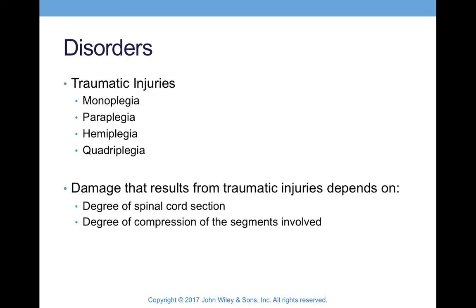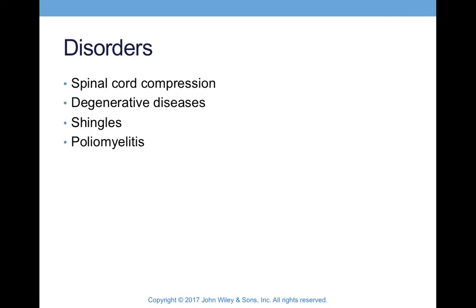Hemisection is a partial transection of our spinal cord. And of course, as far as the plegia or the paralysis goes here, mono, para, hemi, quadra are just terms that relate to how many or where. Spinal cord compression can result from fractured vertebrae, herniated intervertebral disc, tumors, osteoporosis, or infections. Degenerative diseases: we talked about multiple sclerosis in the chapter before, and multiple sclerosis is considered a degenerative disease of the spinal cord.